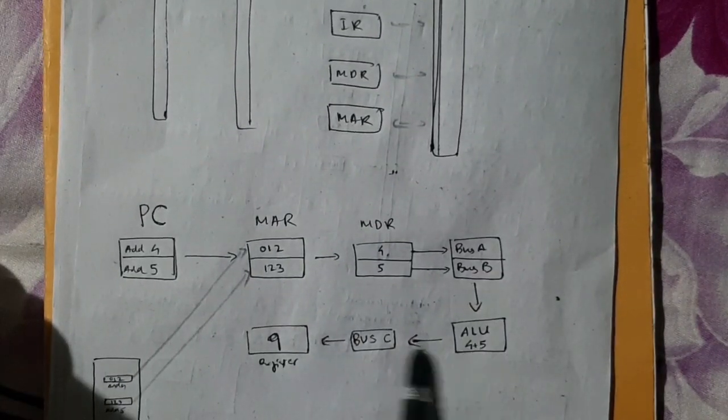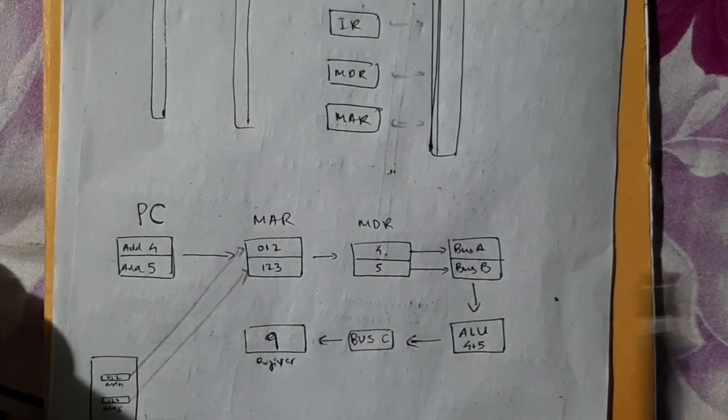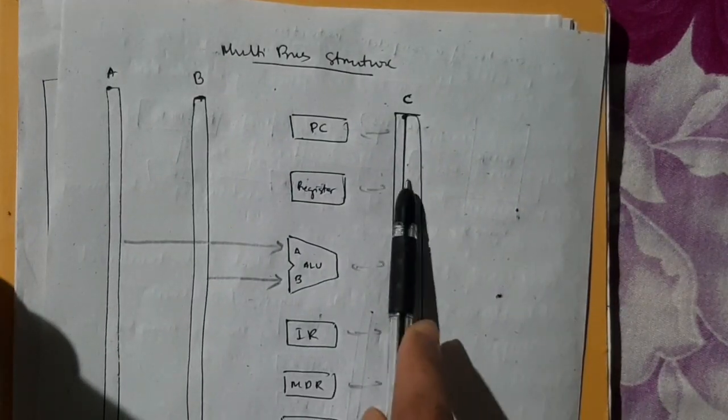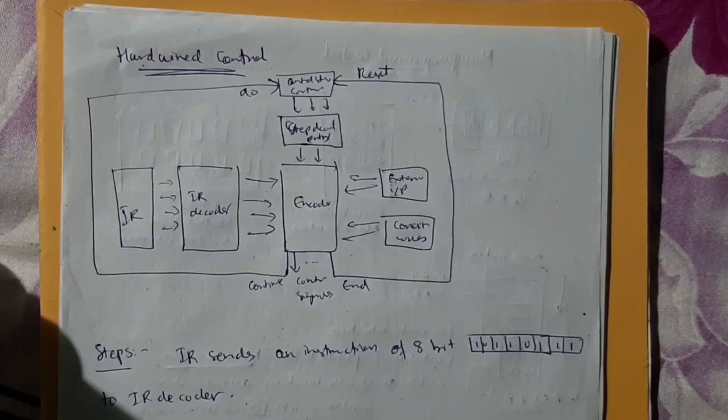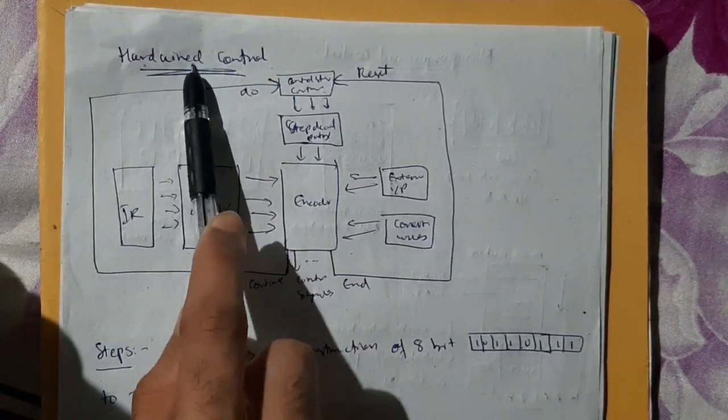The ALU will add both numbers and send the result to bus C, and C will send it to the register as the final answer. That's the working of the multi-bus structure and adding 2 numbers. You have 2 types of control: hardwired and microprogrammed.